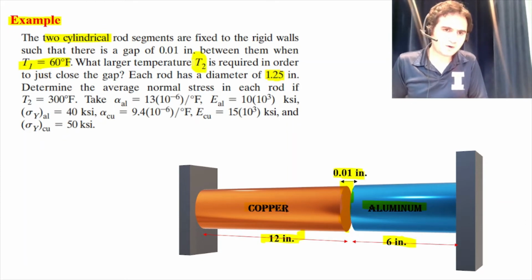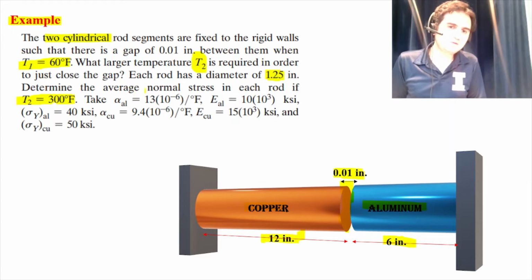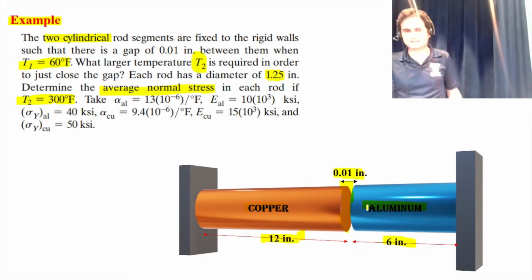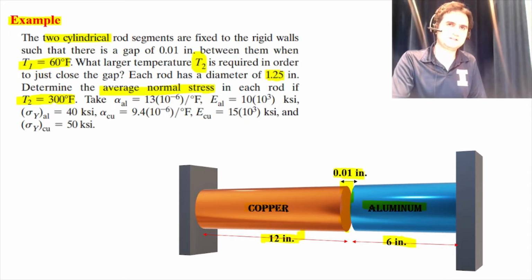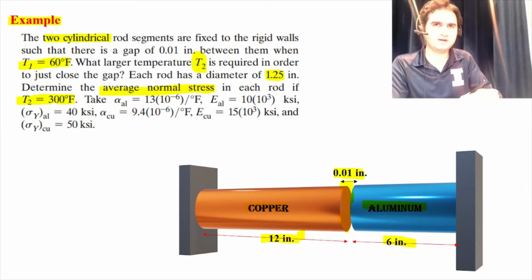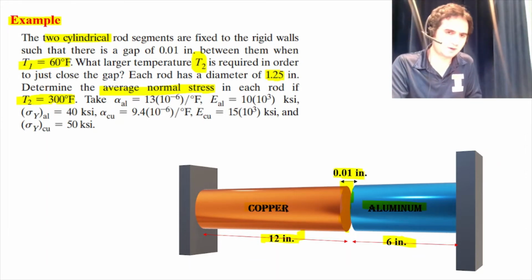That's the first part. The second part says if the temperature, T3 this time, increases to 300 degrees Fahrenheit from 60 degrees, what would be the average normal stresses in both materials? Let's attempt the first part to see what temperature is needed to barely close the gap, the opening, and then proceed to solve the second part.